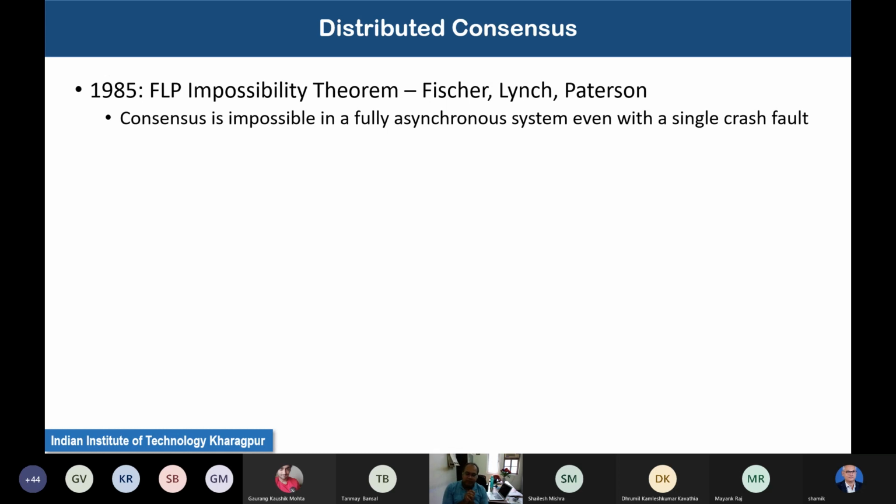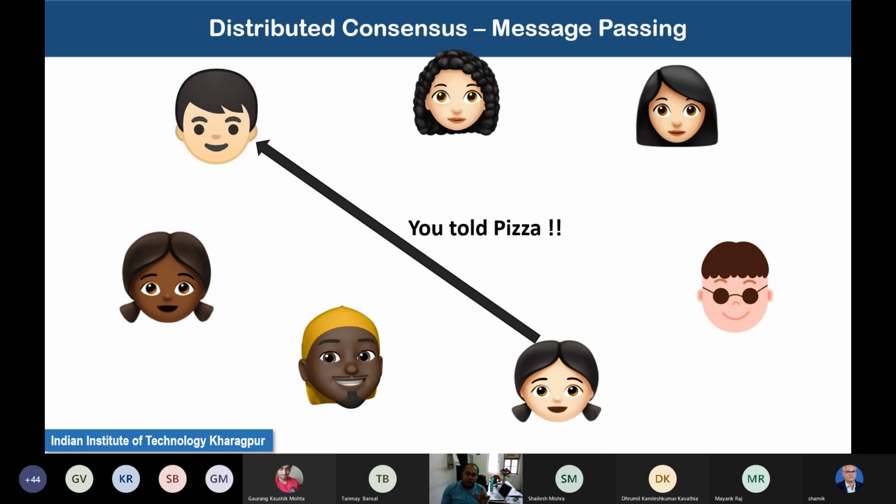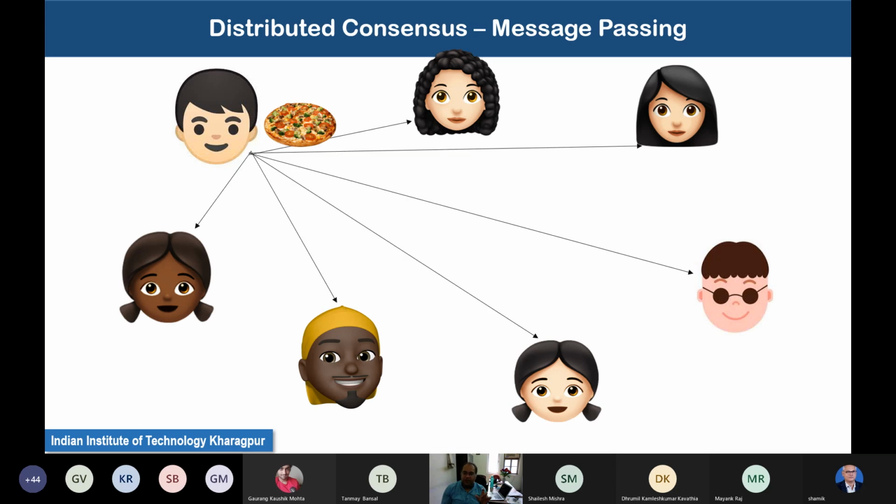The asynchronous system basically means that whenever you are transferring some kind of message, as we have seen earlier, the way to reach distributed consensus is through message passing. That means I am sending a message to all other peers in the network saying what my preference is. That way, everyone is sending this message to other peers in the network, and that way they are going to decide collectively. So message passing is the key in distributed consensus.